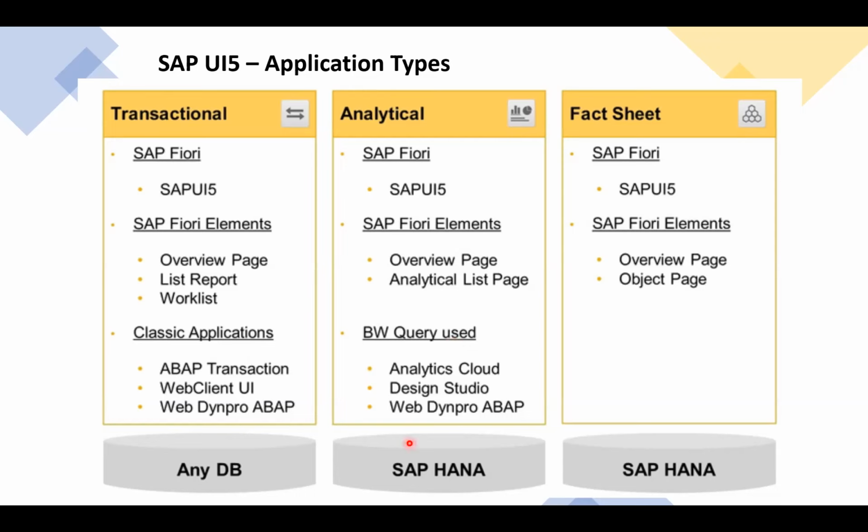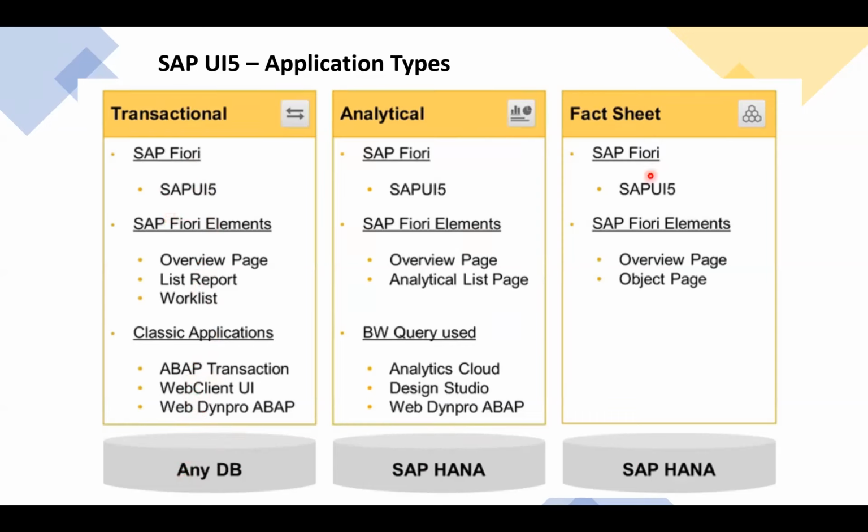One is transactional applications, then analytical applications and fact sheet applications. These analytical applications and fact sheet applications are completely based on SAP HANA. Only SAP HANA is supported as the database for analytical and fact sheets; no other database is supported according to the SAP architecture. But for transactional applications, any database can be in the backend. So these transactional applications can be built on top of them.